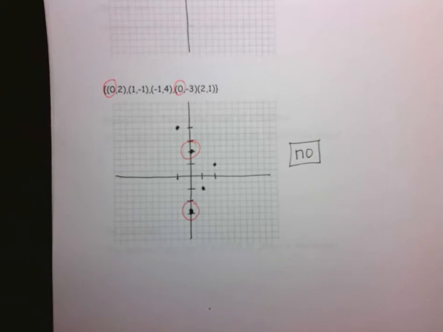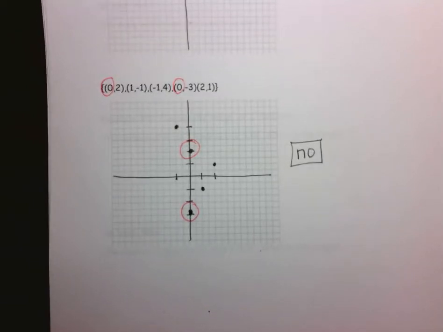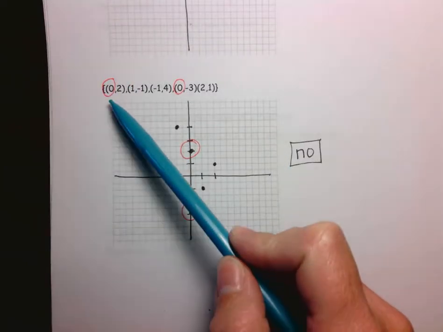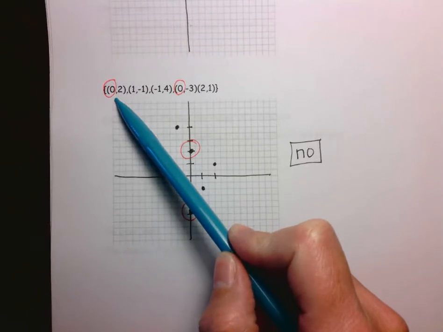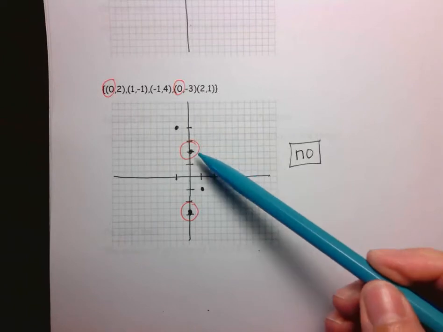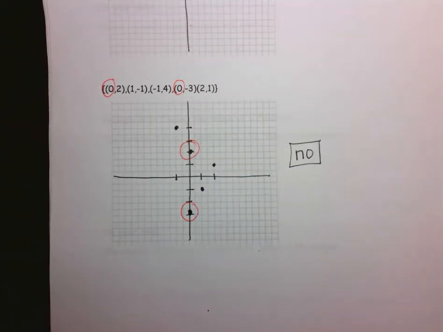And finally, this example, this is not a function. This fails the vertical line test, and you can see just from looking at the points, I plug in 0, I get 2, and then I plug in 0 again, and I get -3. So this fails the vertical line test. I have two outputs for a single input.